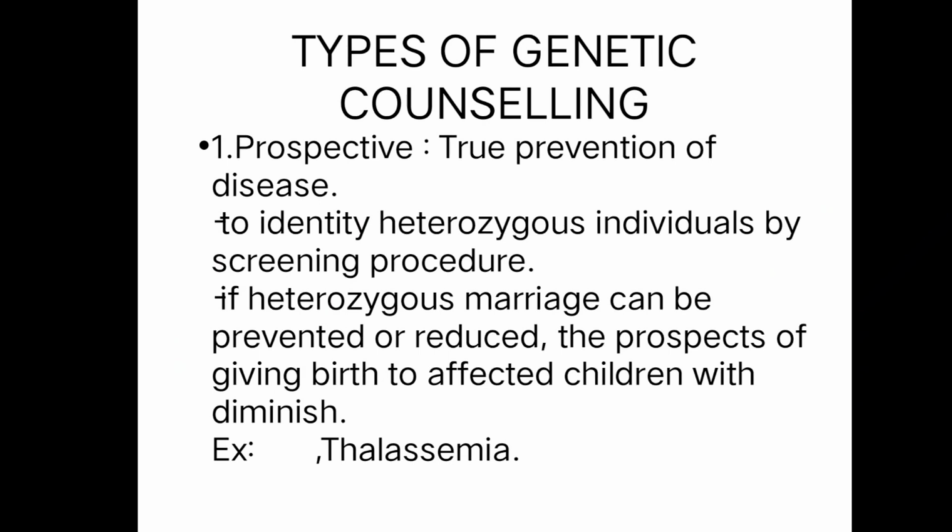One is prospective, that is true prevention of disease, to identify the heterozygous individuals by screening procedure, so that heterozygous marriage can be prevented or reduced. We give education to every family member and the community regarding consanguinity marriage, so that further complications in the babies who are born to them can be reduced. Prospective means before any occurrence of abnormalities, we give preventive counseling, like before-marriage counseling. That is known as the prospective type of genetic counseling.